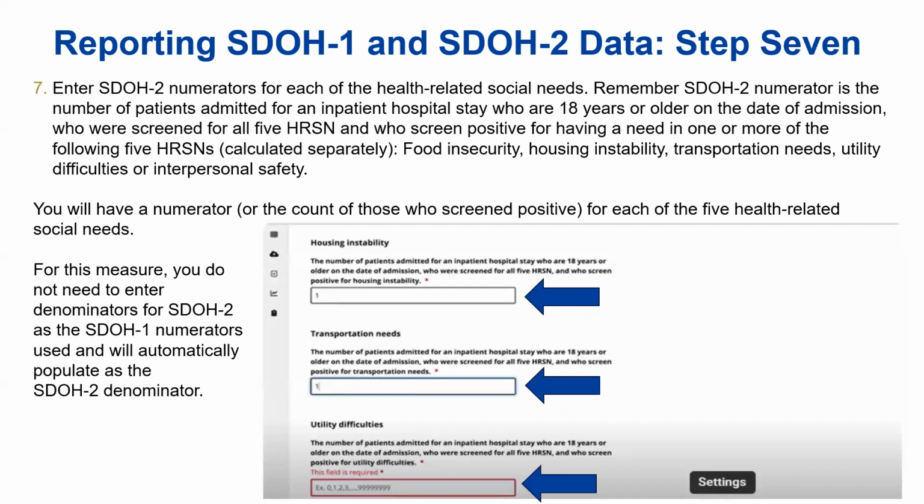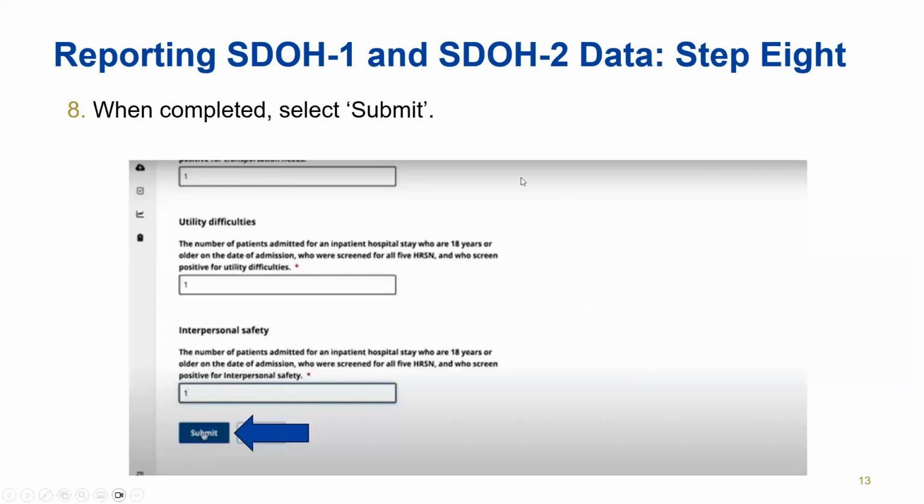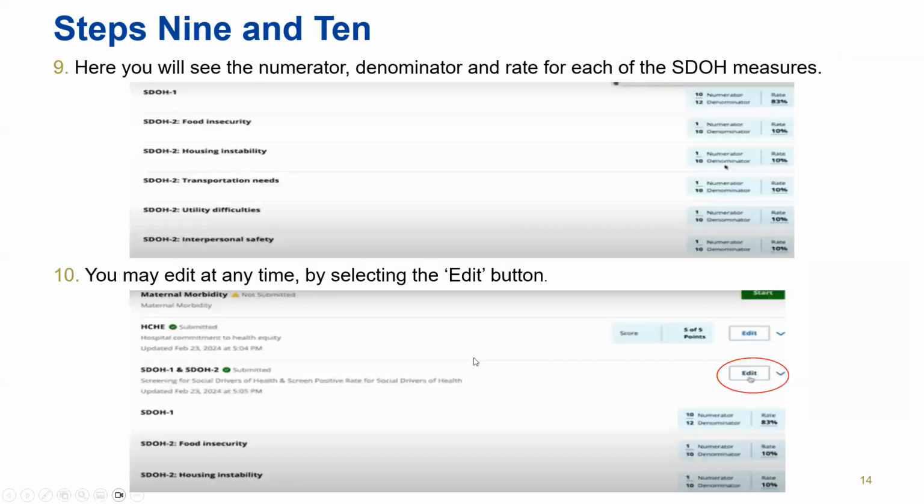And then you'll enter SDOH 2 numerators for each of the health-related social needs. You do not need to enter denominators for SDOH 2 as the SDOH 1 numerators will be used. So once you get this data in, you can go to the next screen, and then you'll just hit Submit. And then the screen that comes up will have your numerator and denominator and the rate for each measure. Higher rates indicate better performance, and you can come in and edit this as much as you need to up until that May 15th deadline.